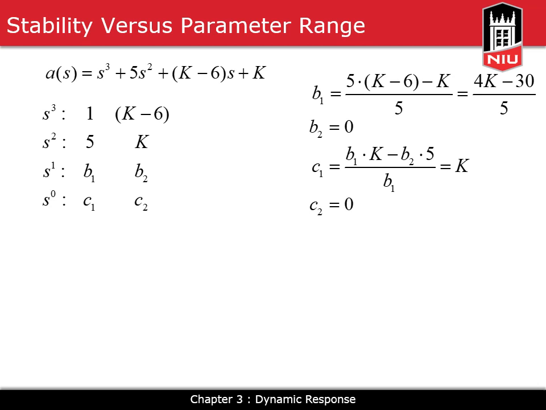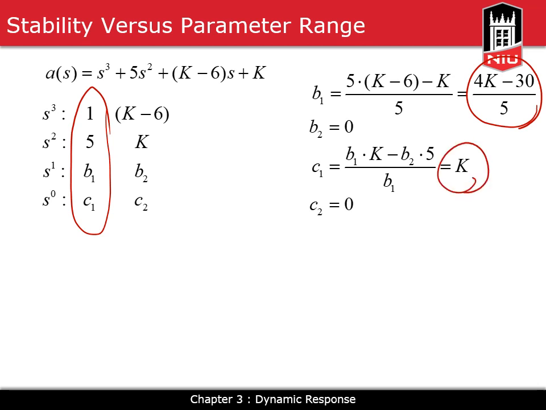Once we find all the values, we need to go back to the first column of the Routh array. Everything in the first column must have the same sign, or must be positive, for our system to be stable. Remember, we wanted to find the range for k that keeps the system stable. The first two terms in that column are known and positive. So we need b1 and c1 to be positive. b1 is here, so that term being positive is one condition. c1 is here, and that being positive is our second condition.